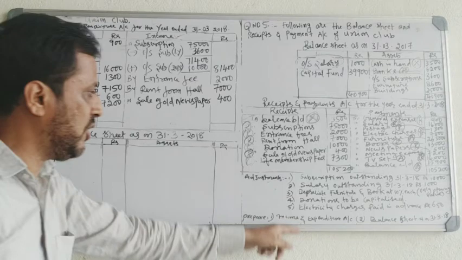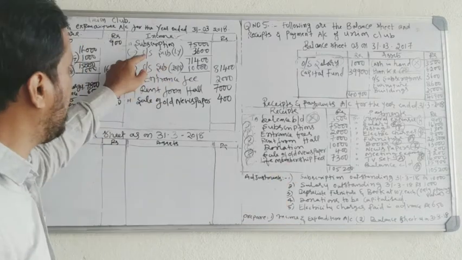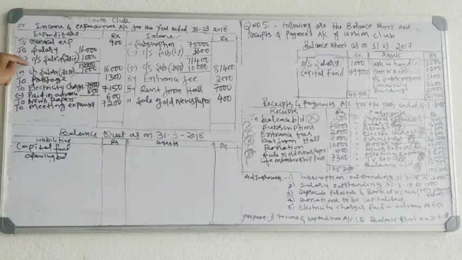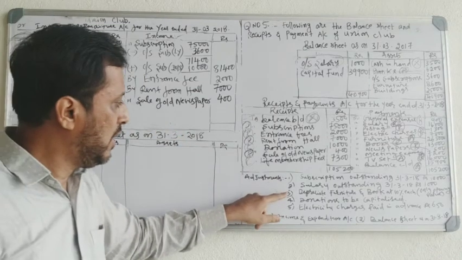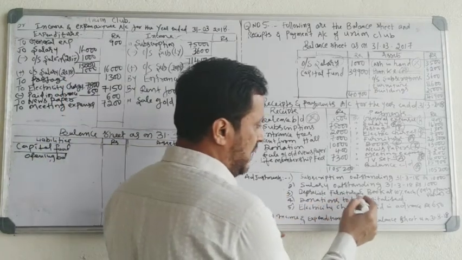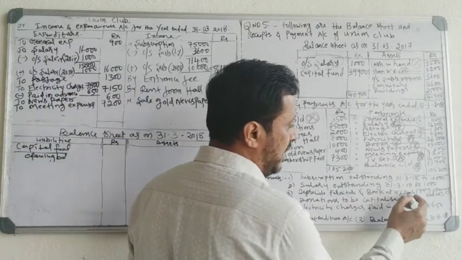Now go to the adjustment. Subscription outstanding you have already added here, over. Salary outstanding you have already added to salary, over. Depreciate furniture and books at 10% each.